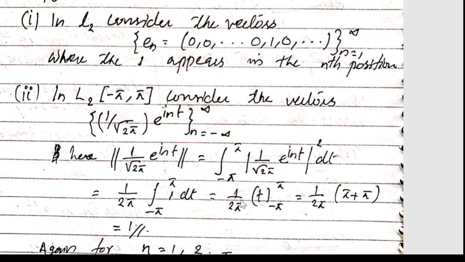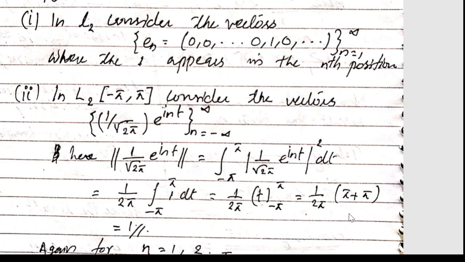That's equal to 1 by 2 pi into the integration of 1, which is t, between the limits minus pi to pi. That's equal to 1 by 2 pi into pi plus pi. So pi plus pi you will get 2 pi. Cancelling 2 pi and 2 pi you will get 1. So what you proved is the norm of every term of this quantity is 1.